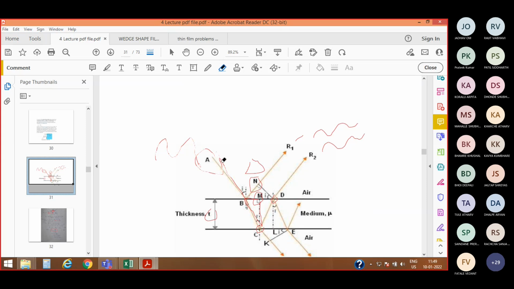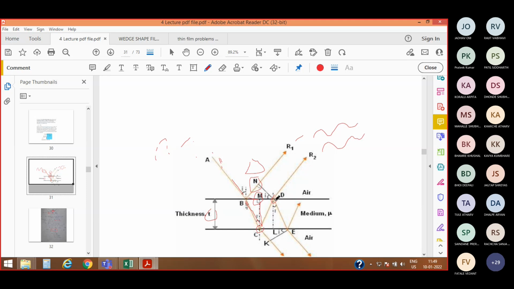So light is incident on the thin film. This is the thin film. This is the upper portion of the thin film. This is the lower portion of the thin film. When light is incident at point B, what happens? There is partial reflection. Light is reflected here, that is R1, and partially transmitted here. And at point C, again reflection and refraction happen.